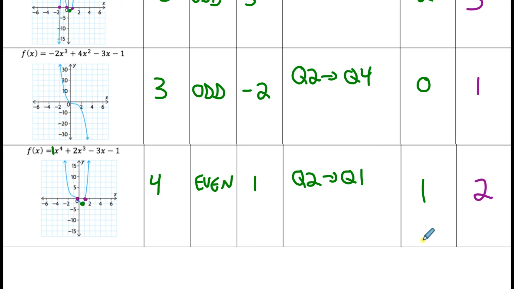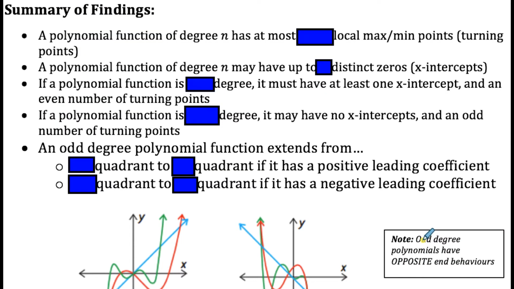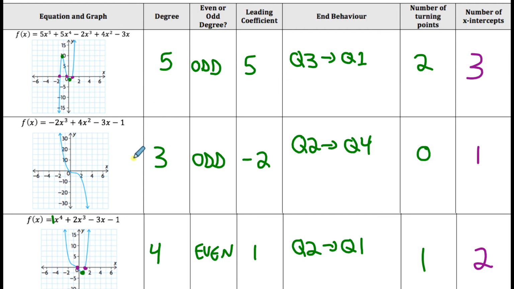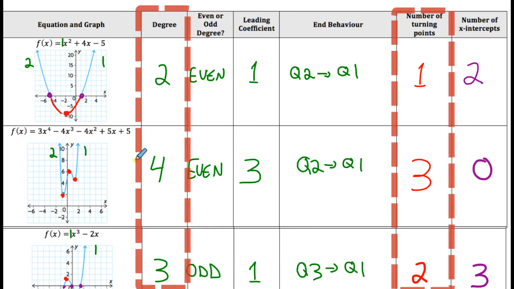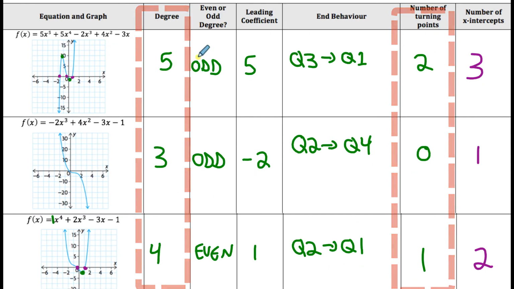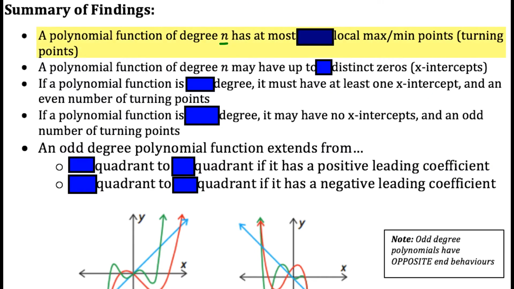What's the most number of turning points a degree, let's say, n function could have? So like, let's say a degree 6 function. How many turning points could that have at most? Notice the relationship between degree and turning points. The number of turning points was never more than 1 less than the degree. Degree 4 had 3, degree 3 had 2, degree 5 had 2, but the number of turning points was never more than 1 less than the degree. So a degree n function has at most n minus 1 turning points.